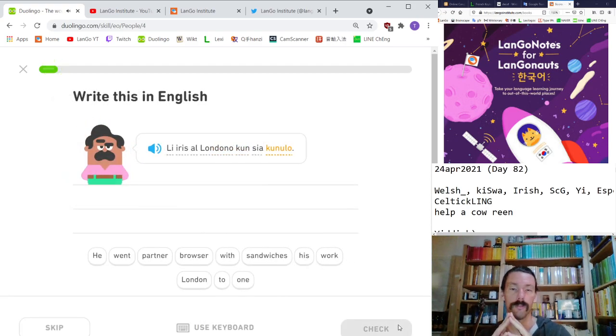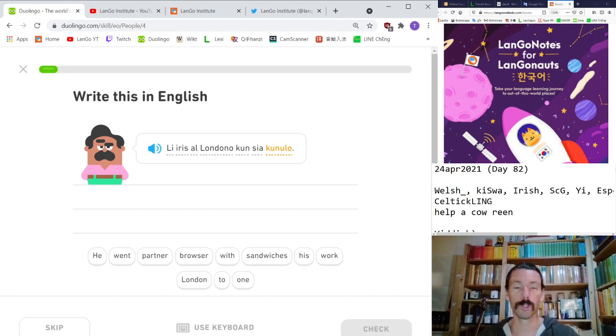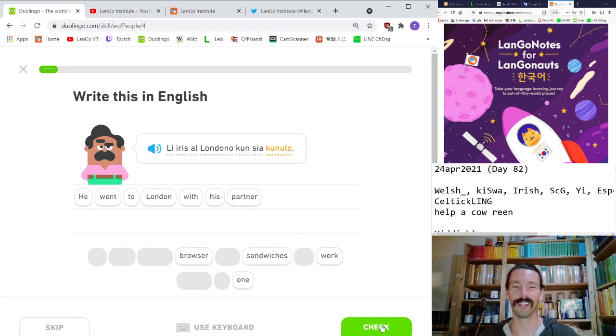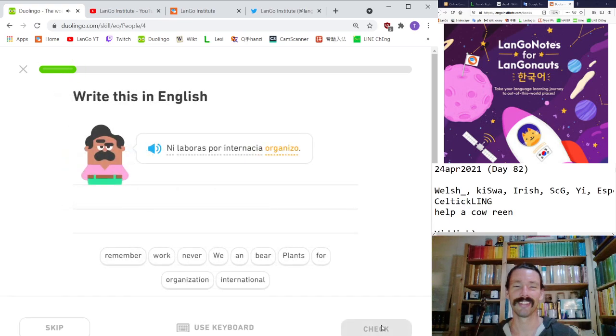Li iris al Londono kun sia kunulo. Kunulo, built on this preposition kun. I don't think it has been directly taken over from an outside language. Li, he, iris, went to London with his, kun sia kunulo. I love that. Ni laboras por internacia organizo. Internacia, it's interesting. We work for an international organization.